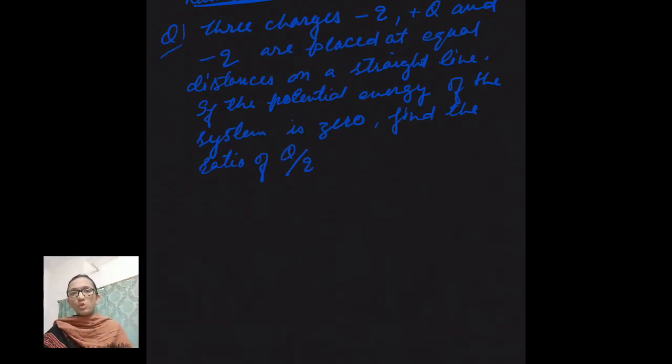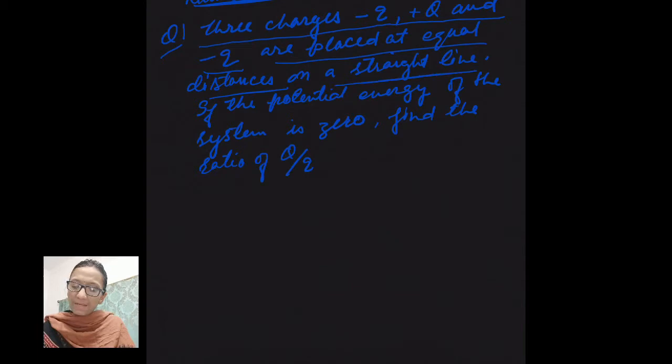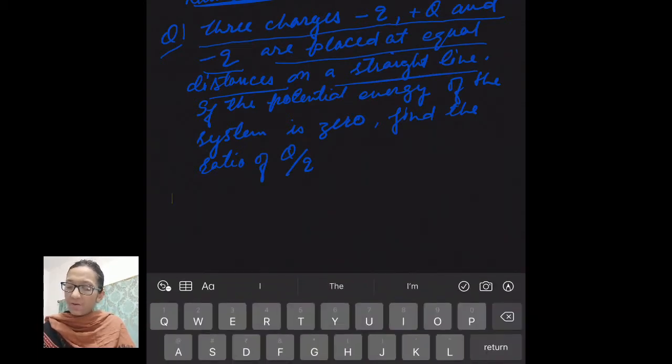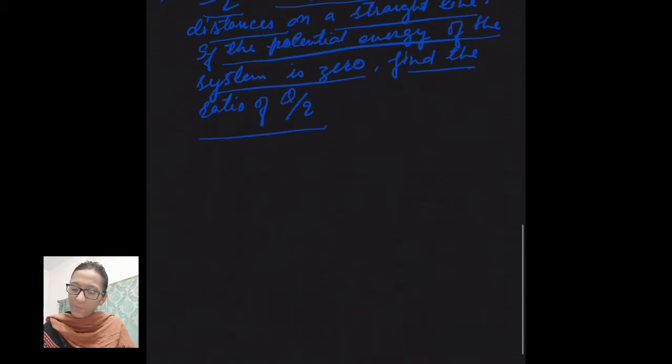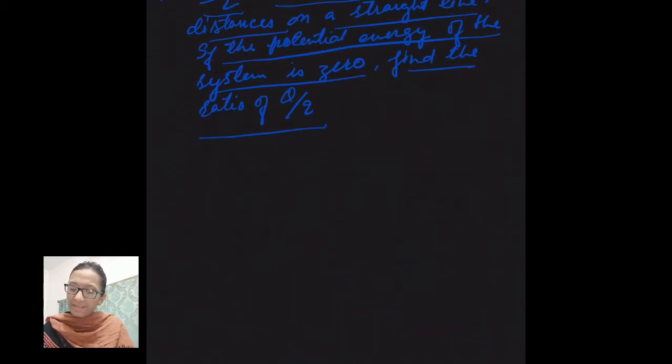So let's do some numericals. Question number 1. Three charges minus q, plus capital Q and minus q are placed at equal distances on a straight line. If the potential energy of the system is 0, find the ratio of capital Q upon small q.